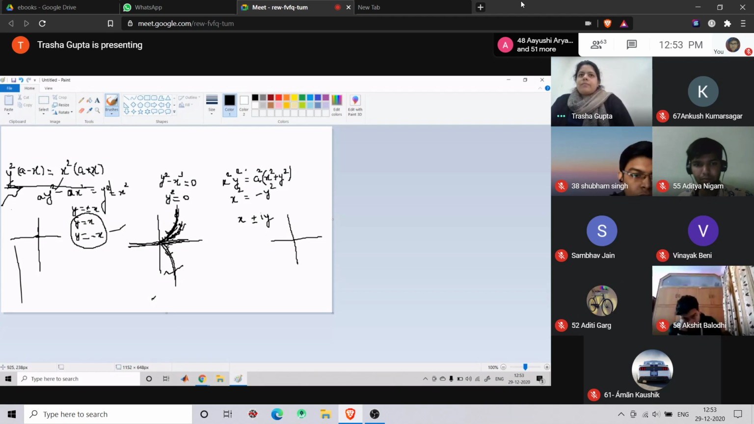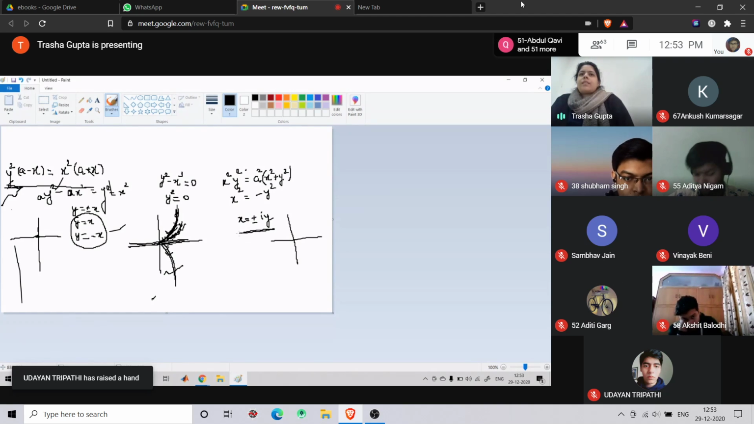So this tangent is imaginary. The curve is not touching, and the equation is going to be something like this.